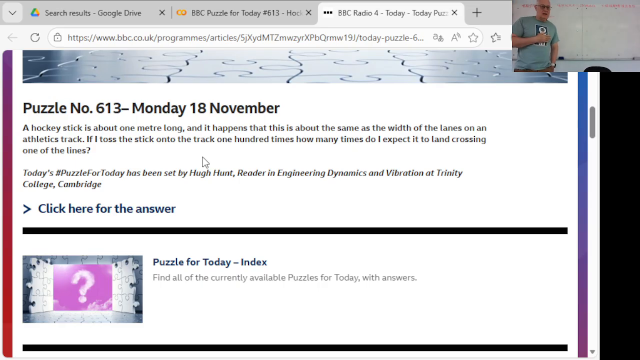So the puzzle is, you have a stick that's 1 meter long, and you have lanes on a running track that are exactly 1 meter wide. And now you take your stick and you throw it in the air and let it drop down on the ground. Then what's the probability that your stick will hit or cross one of the lines?